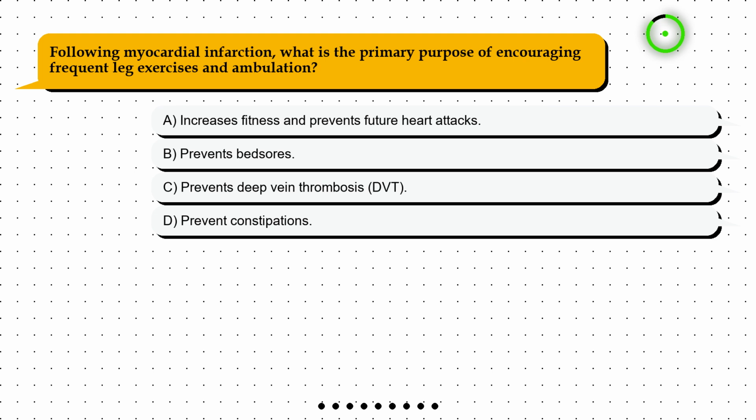Question 2. Following myocardial infarction, what is the primary purpose of encouraging frequent leg exercises and ambulation? Option A. Increases fitness and prevents future heart attacks. Option B. Prevents bedsores. Option C. Prevents deep vein thrombosis, DVT. Option D. Prevent constipation.